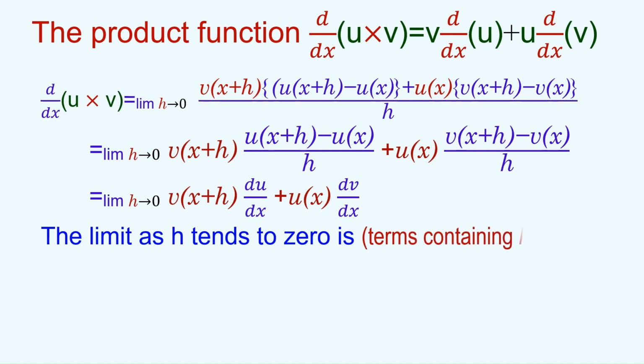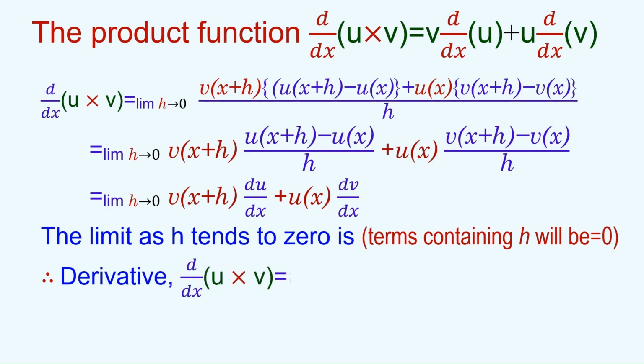The limit as h tends to 0: note that the terms containing h will be equal to 0. Therefore the derivative d/dx of u times v equals v(x) times du/dx plus u(x) times dv/dx.